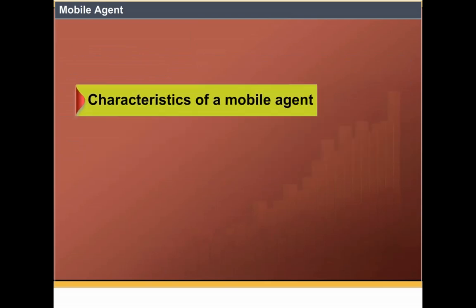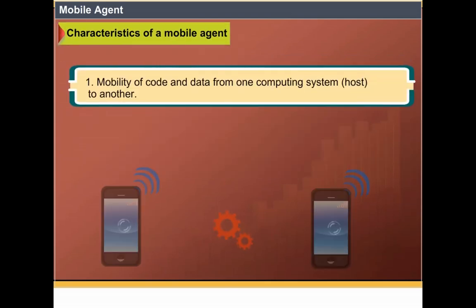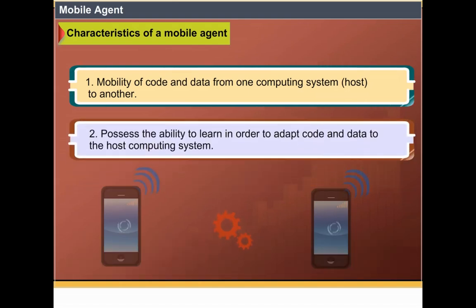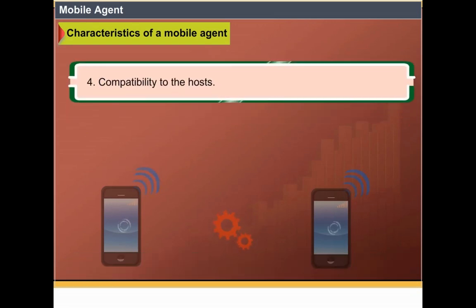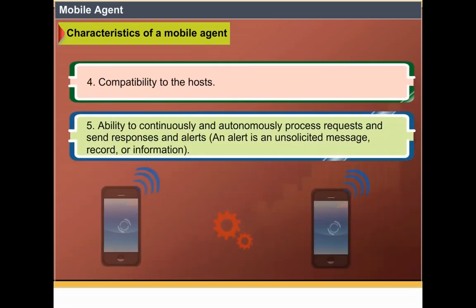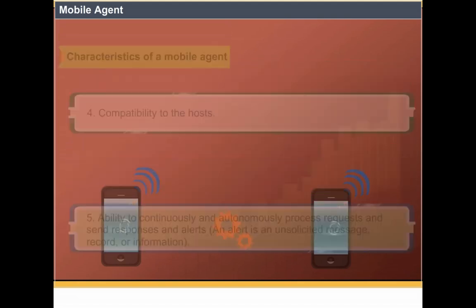Characteristics of a mobile agent. Mobility of code and data from one computing system host to another. Ability to learn in order to adapt code and data to the host computing system. Ability to clone, extend, or dispose itself after its role finishes. Compatibility to the hosts. Ability to continuously and autonomously process requests and send responses and alerts. An alert is an unsolicited message, record, or information.